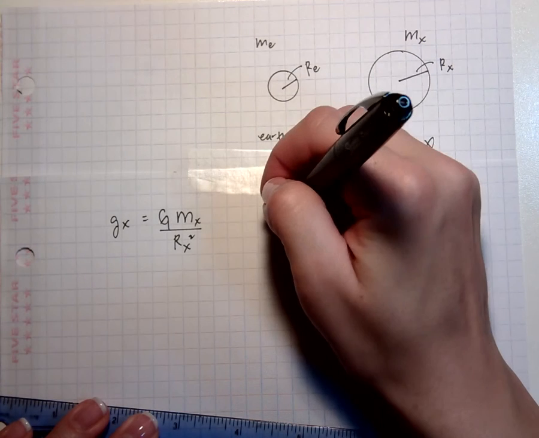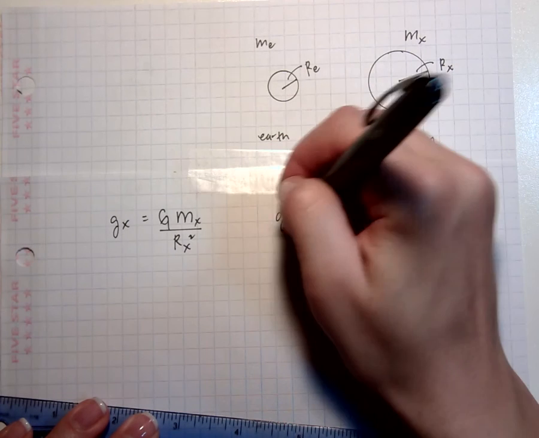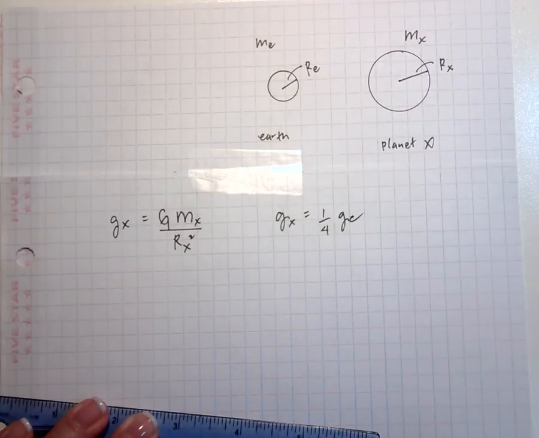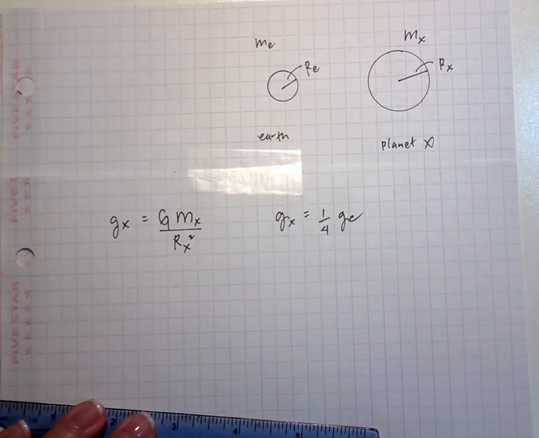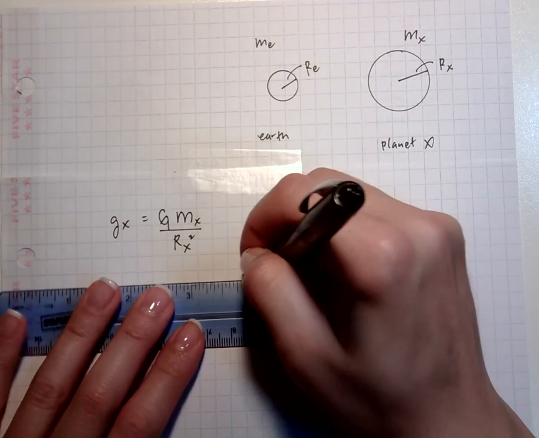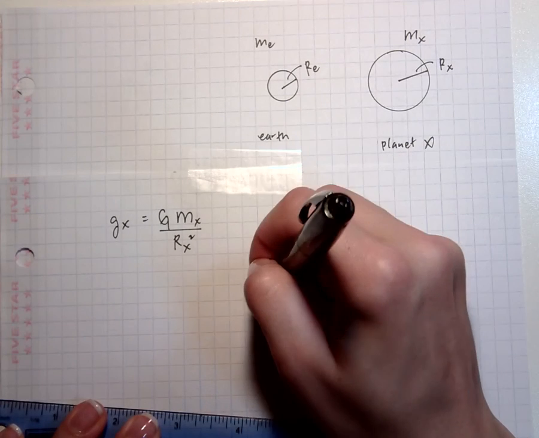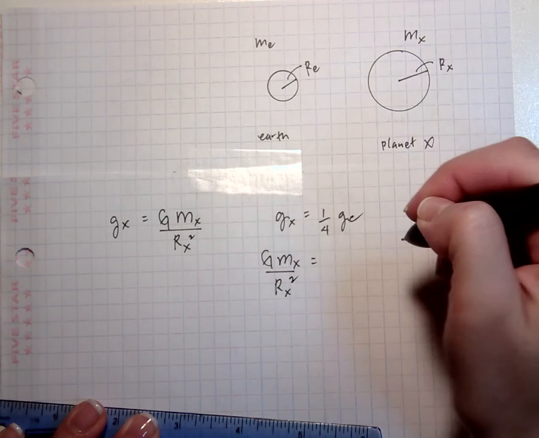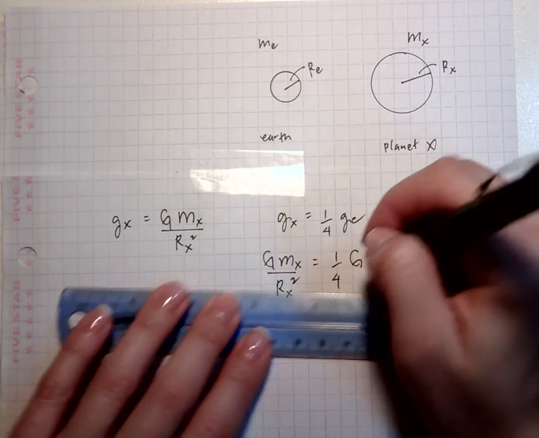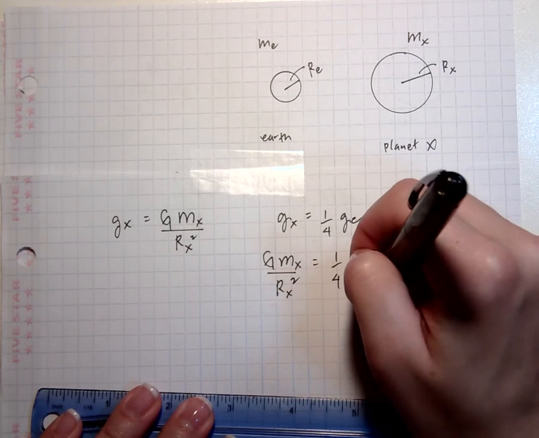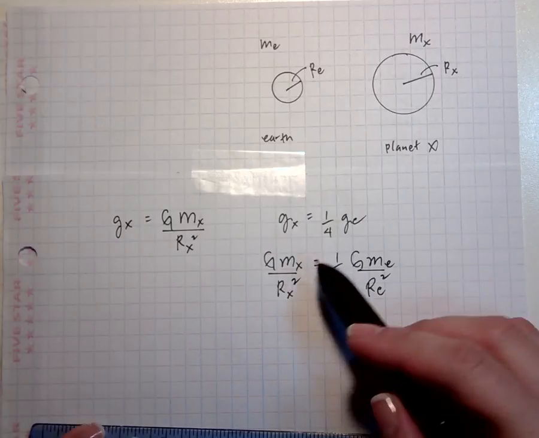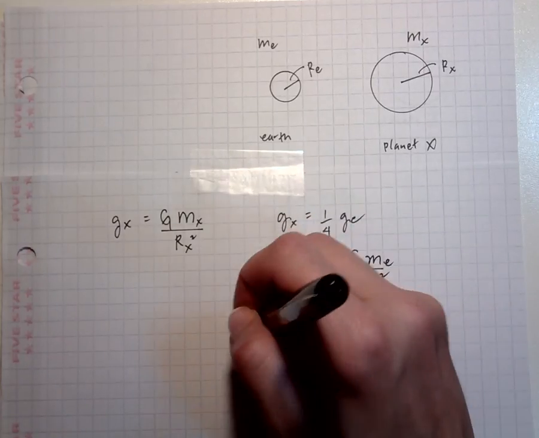Now we also have this relationship that the free fall acceleration at the surface of planet X is equal to 1/4 of the free fall acceleration at the surface of the Earth. So let's fill in the details. On the left-hand side of the equation, we have the expression for planet X. On the right-hand side of the equation, we have the expression for the Earth. So, we know we can relate the mass of planet X to the mass of the Earth. Let's plug that in.